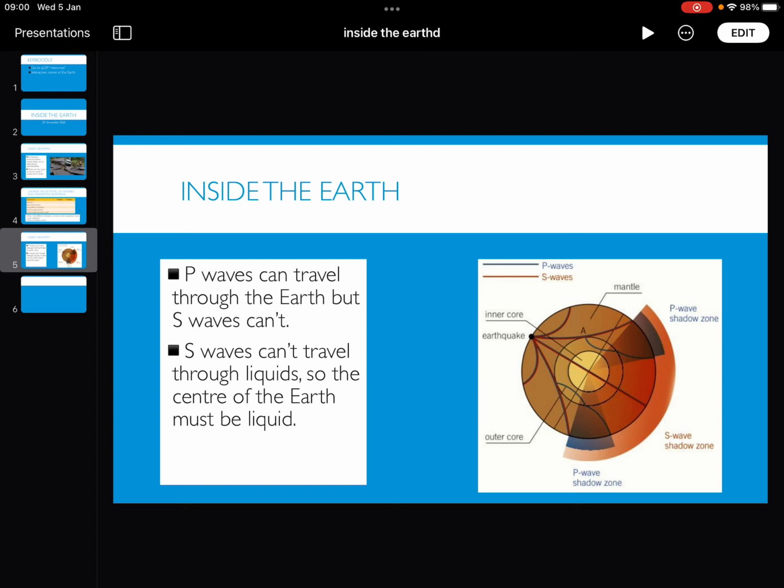So basically they can look at which types of waves are detected at different places, and it's that information that told us that we have an inner core, outer core, mantle and crust, and that they're all made up of slightly different things. And that's it. Course done. GCSE. Tick. I mean, nearly.